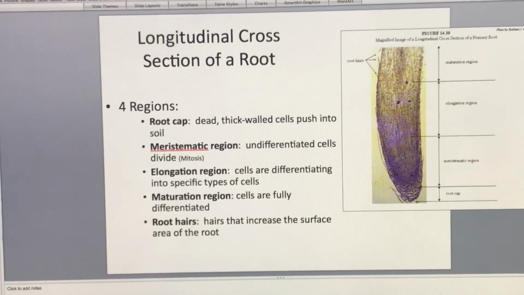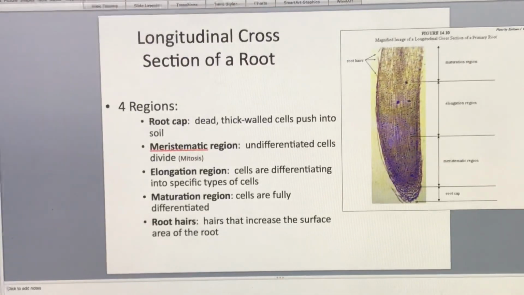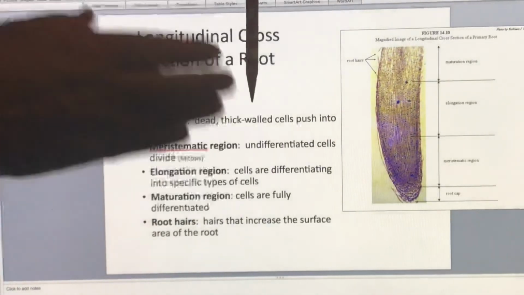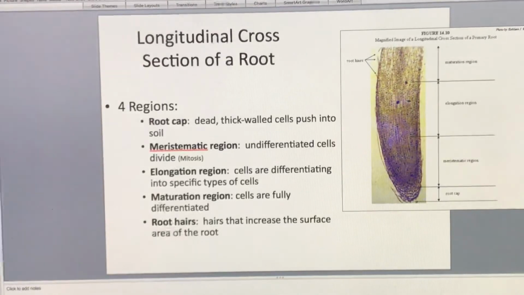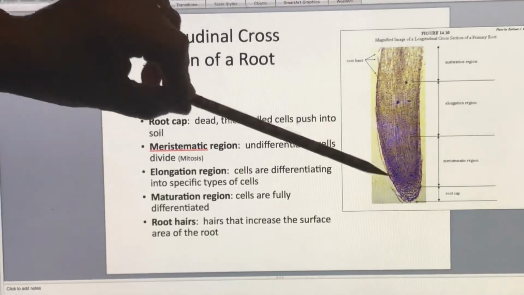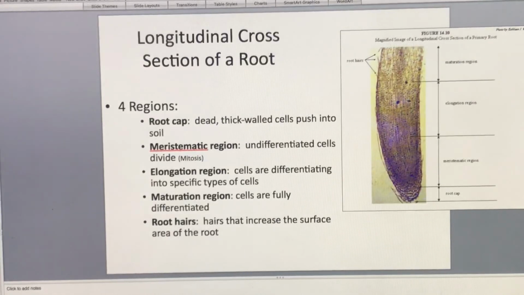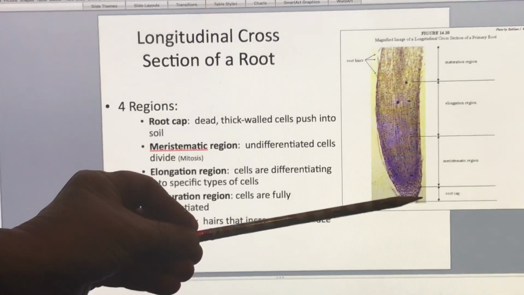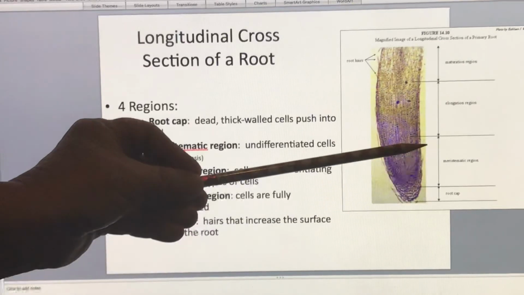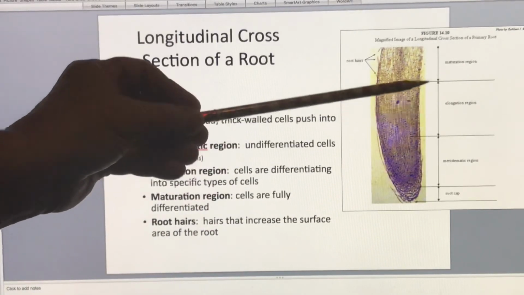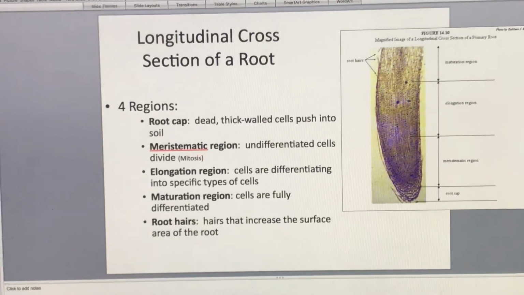In this figure on 14.10, we can see four main regions in a cross section of a root. It's like if the root's pointing down this way, it's been cut in half, and then we're looking closely at the tissue in a cross section. So the four sections we see here, going from the bottom to the top, are the root cap, the meristematic region, the elongation region, and the maturation region.